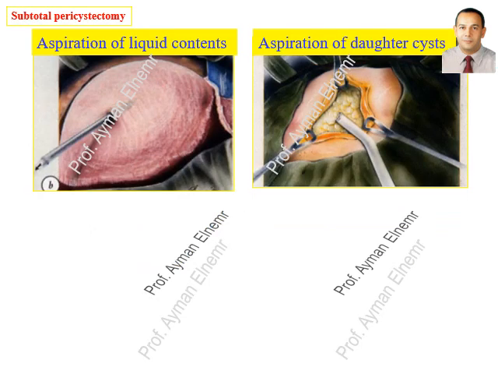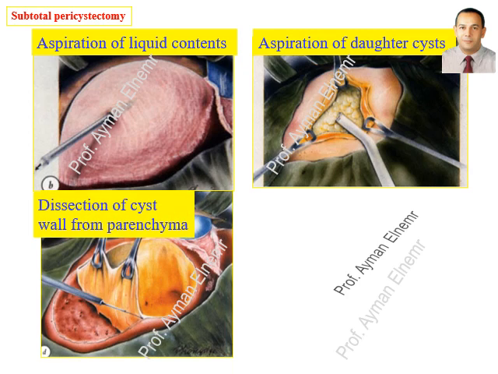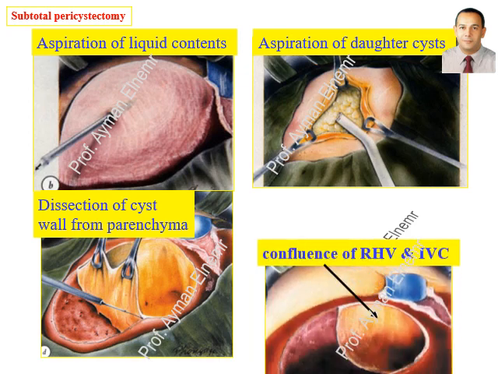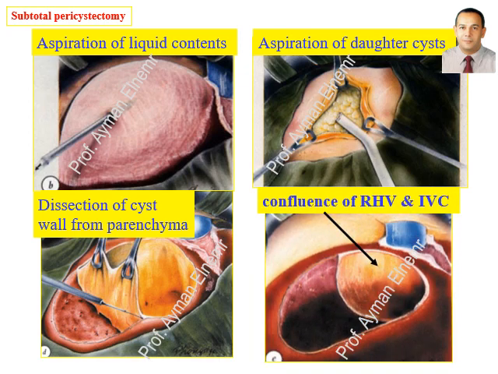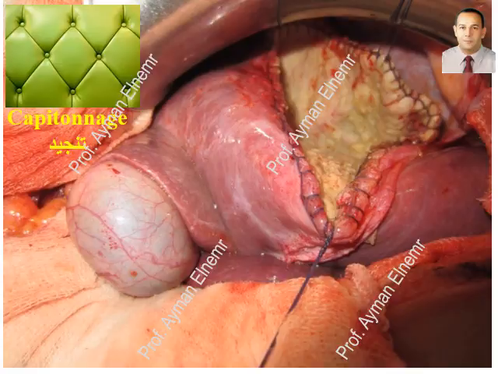Subtotal pericystectomy starts with the aspiration of the liquid content, followed by aspiration of the daughter cysts using a wide pore tube, and then dissection of the cyst wall from the parenchyma, thus leaving the deep part of the cyst wall adjacent to major vessels like the IVC or right hepatic vein.